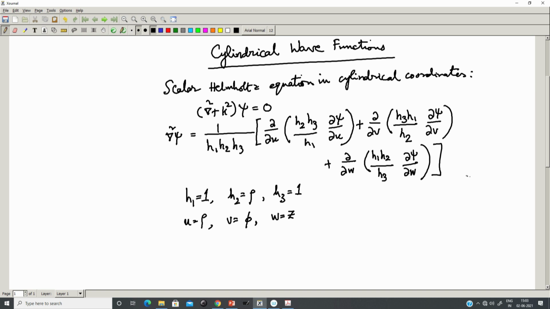So, we are all familiar with the cylindrical system. So, if this is a cylinder, so this is the z axis, this is the rho direction, and this is the azimuthal direction phi. Okay. So, we are all familiar with this cylindrical coordinate system.